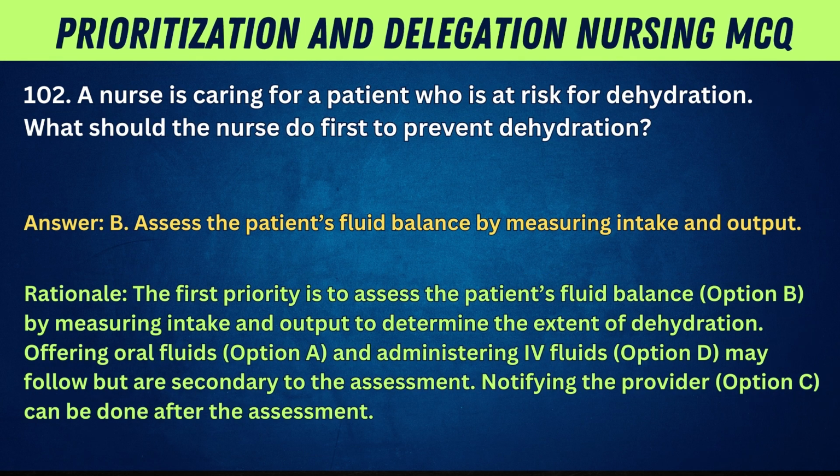Answer: B. Assess the patient's fluid balance by measuring intake and output. Rationale: the first priority is to assess the patient's fluid balance, option B, by measuring intake and output to determine the extent of dehydration. Offering oral fluids, option A, and administering IV fluids, option D, may follow but are secondary to the assessment. Notifying the provider, option C, can be done after the assessment.